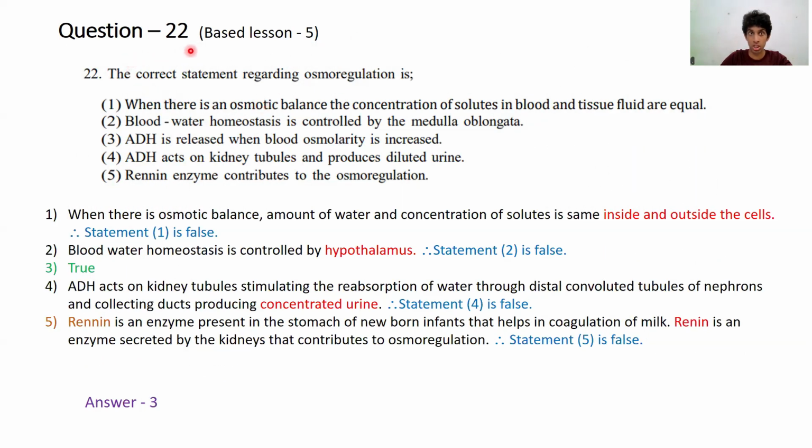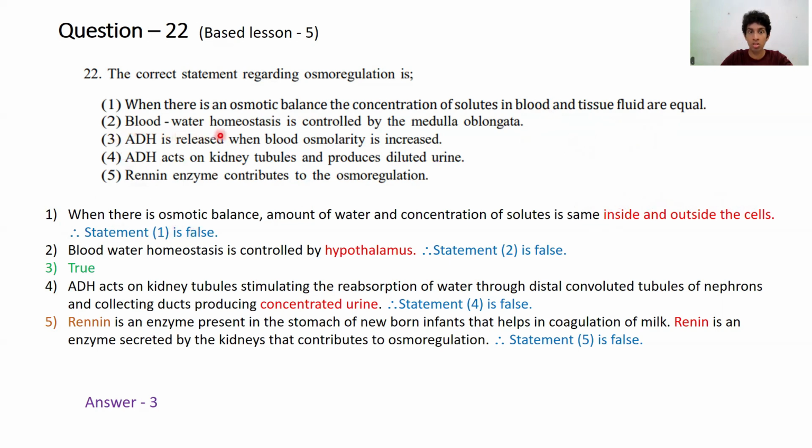Question number 22. It is also based on the fifth lesson. The correct statement regarding osmoregulation is: 1. When there is an osmotic balance, the concentration of solids in blood and tissue fluid are equal. No, that's false because when there is an osmotic balance, the amount of water and concentration of solids is the same inside and outside of the cells, not in the blood and the tissue fluid. So it should be within the cells and the tissue fluid. So therefore, statement 1 is false.